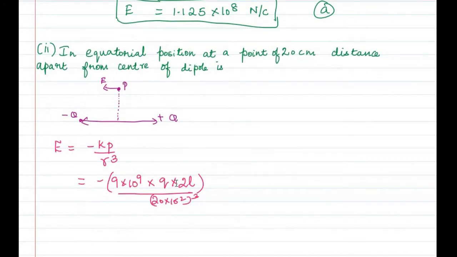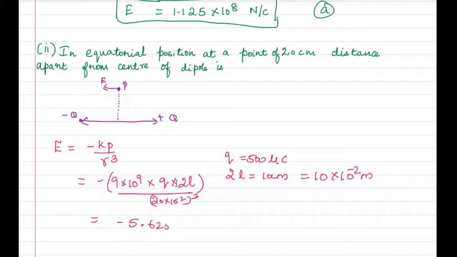Okay, so it is a continuation of the same problem. The given values: we know that Q is equal to 500 microcoulomb and 2L is equal to 10 centimeter, which is equal to 10 into 10 to the power of minus 2 meter. Okay, so substitute, we will get the value of minus 5.625 into 10 to the power of 7 Newton per coulomb. This is at a point in equatorial position.